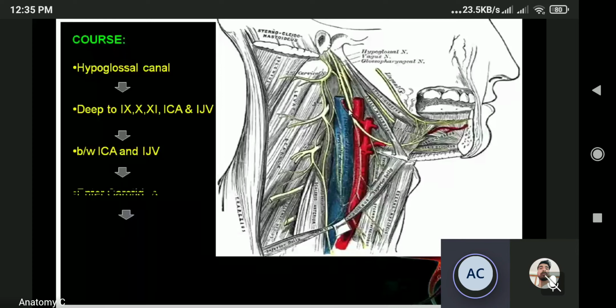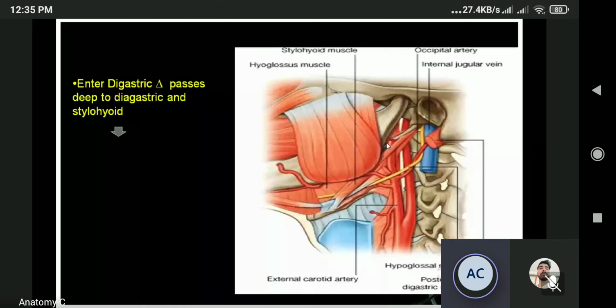It will present lateral to, or cross, the internal carotid artery, the external carotid artery, and the lingual artery. So this is crossing those paths. The next one, then it will enter into the digastric triangle. It will pass deep to the posterior belly of the digastric muscle and the styloid. So this is the curved portion of the muscle. This is the posterior belly of the digastric muscle.